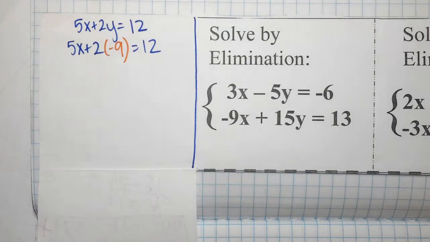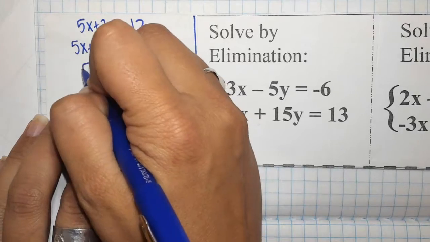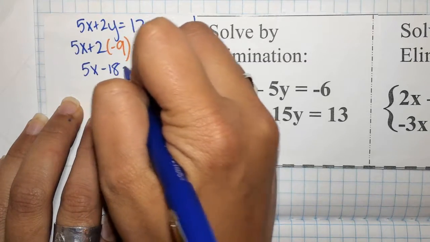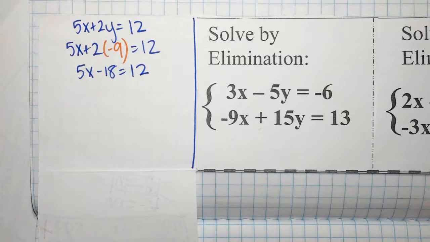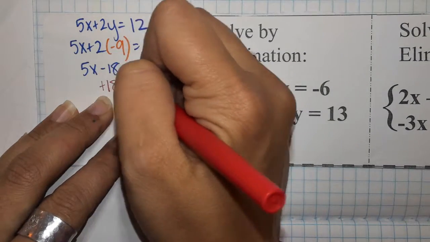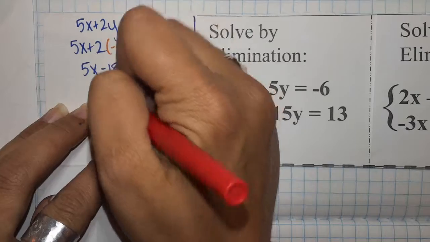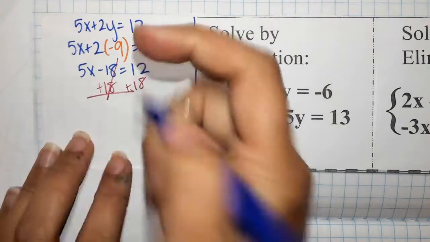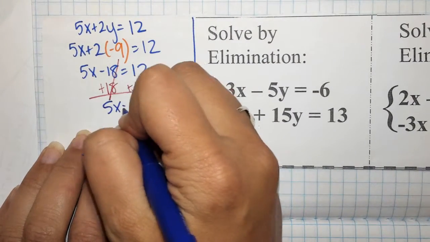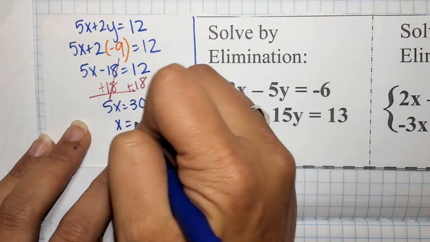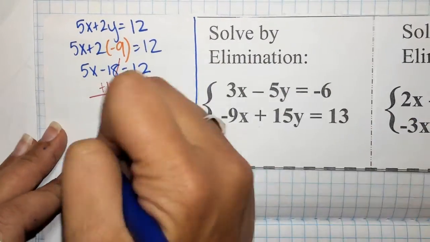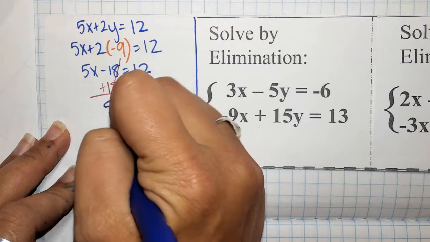What's 2 times negative 9? Negative 18. Now what would we do? Add 18. Yes, add 18. What's 12 plus 18? 30. And so divide by 5, what does x equal? 6. You got 6. So we write it as 6, negative 9.